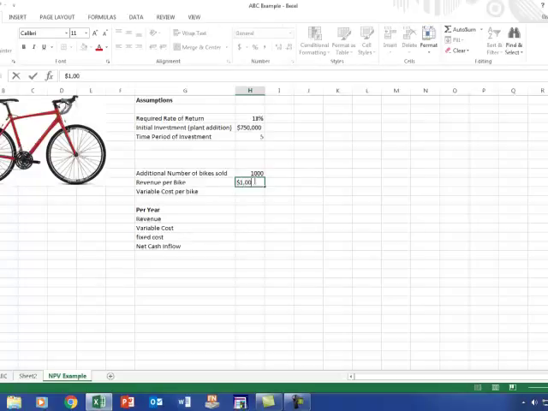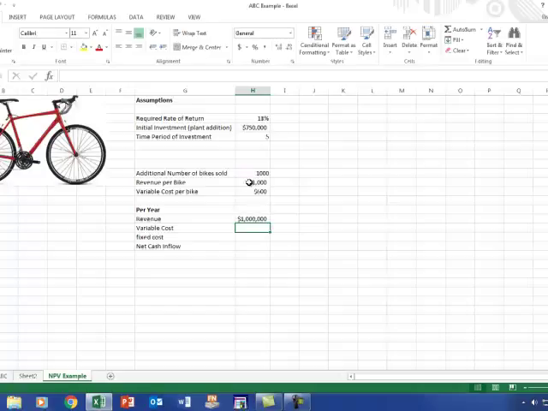So continuing on from the previous example, the revenue per bike is $1,000, and the variable cost per bike is $600. So that means our additional revenue per year is going to be $1 million across all 1,000 bikes, and our total variable cost for those 1,000 bikes is going to be $600,000. And let's assume our fixed costs will be $50,000.